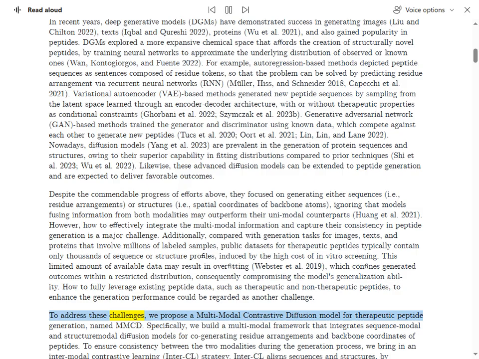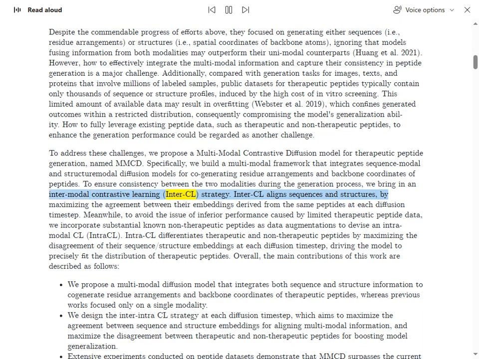To address these challenges, we propose a multimodal contrastive diffusion model for therapeutic peptide generation, named MMCD. Specifically, we build a multimodal framework that integrates sequence modal and structure modal diffusion models for co-generating residue arrangements and backbone coordinates of peptides. To ensure consistency between the two modalities during the generation process, we bring in an intermodal contrastive learning (InterCL) strategy. InterCL aligns sequences and structures by maximizing the agreement between their embeddings derived from the same peptides at each diffusion time step.